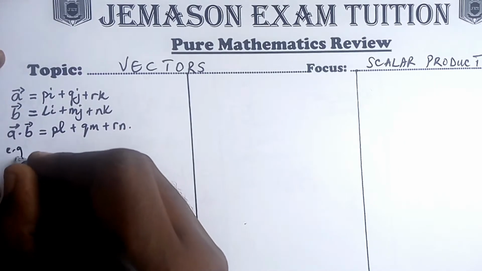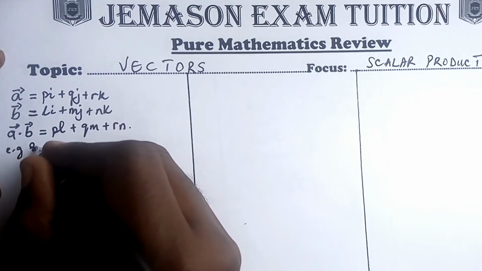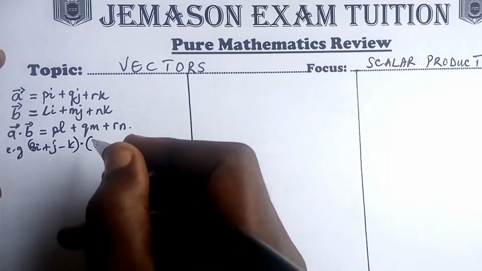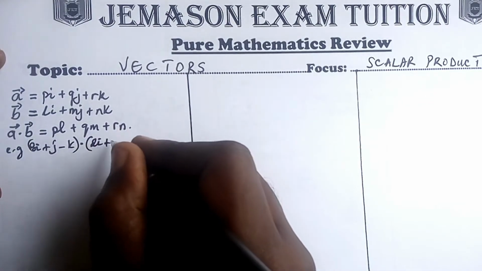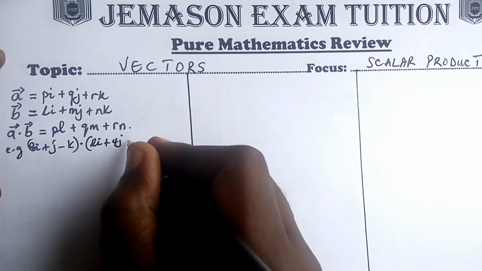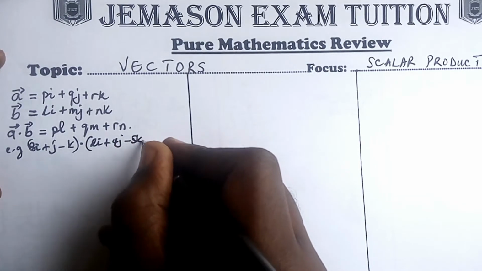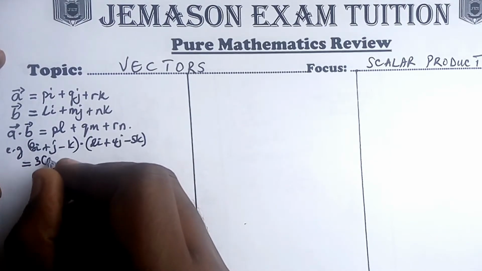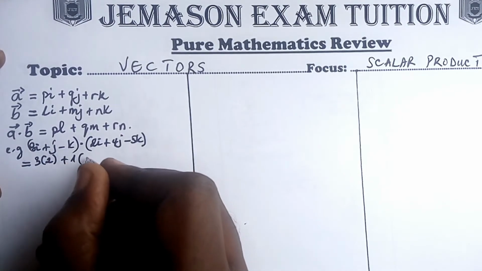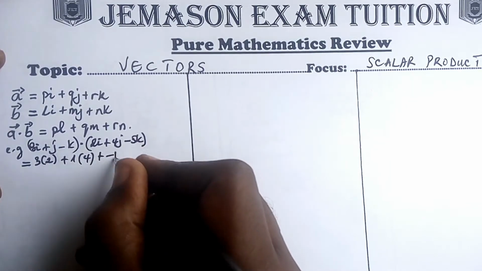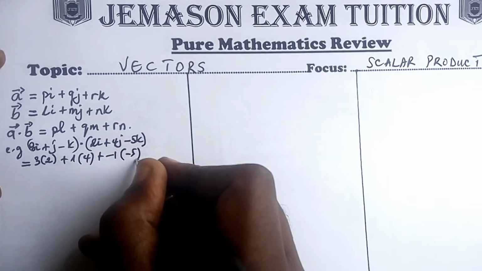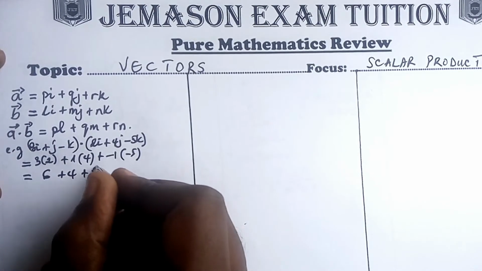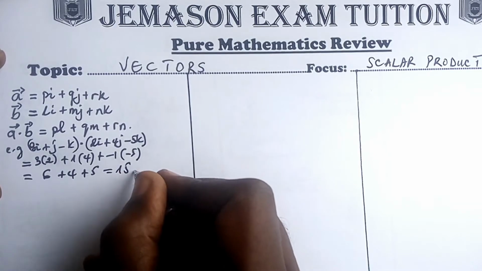An example could be 3i plus j minus k dot 2i plus 4j minus 5k. This gives 3 into 2 plus 1 into 4 plus negative 1 into negative 5. This gives 6 plus 4 plus 5, which is 15.